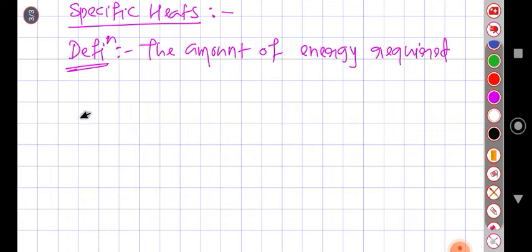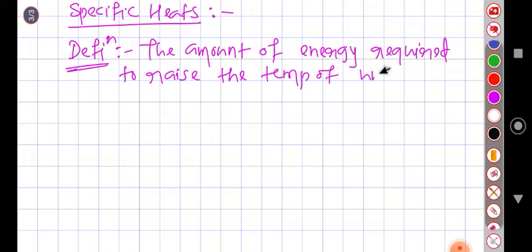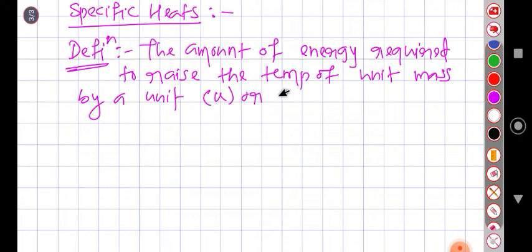The amount of energy required to raise the temperature of unit mass by a unit Kelvin or degree Celsius, right? See, the unit for the specific heat is joule per kg Kelvin, right? This is the unit for the specific heat, okay? It means the amount of energy required to raise the temperature by 1 degree for 1 unit mass, that is called the specific heat. It tells how much energy is required.